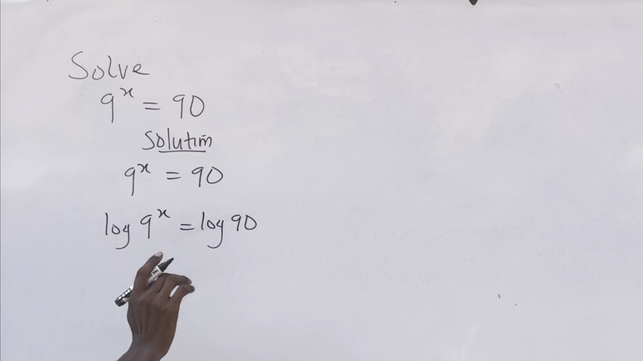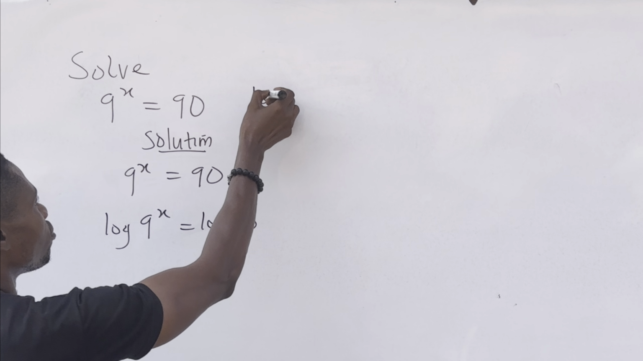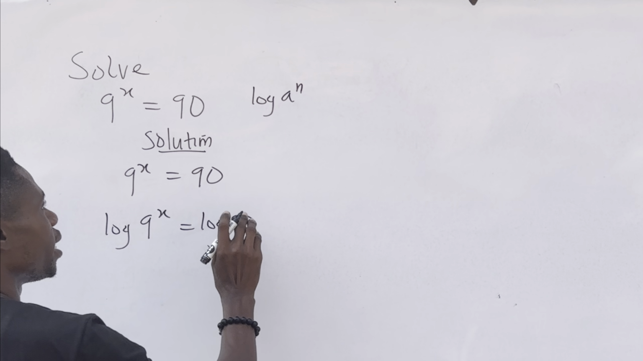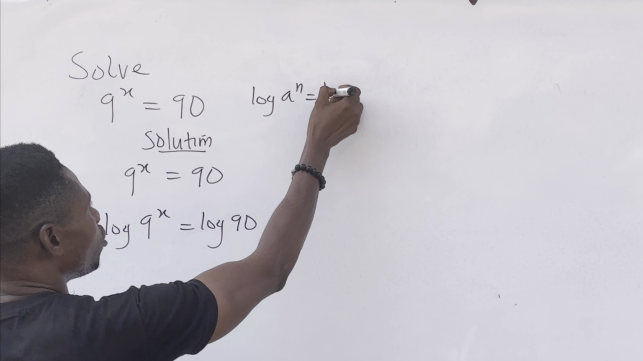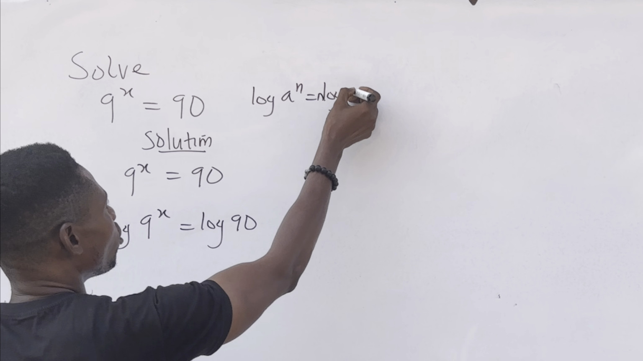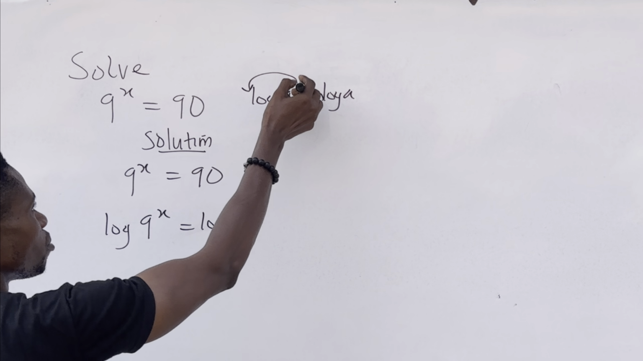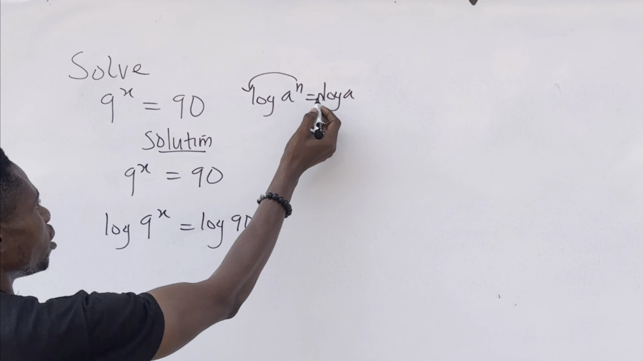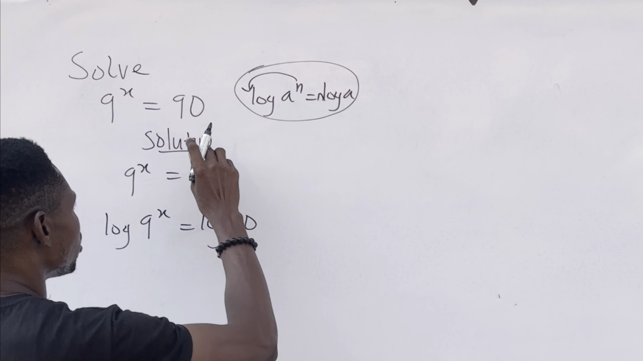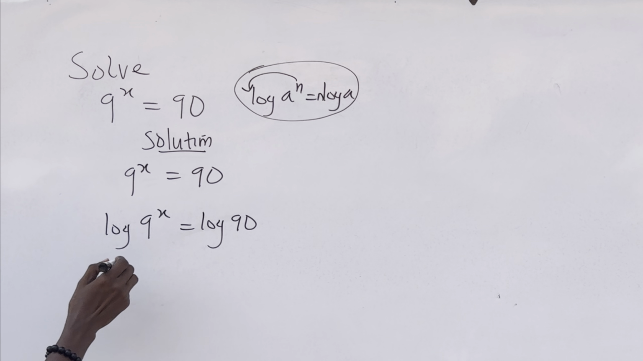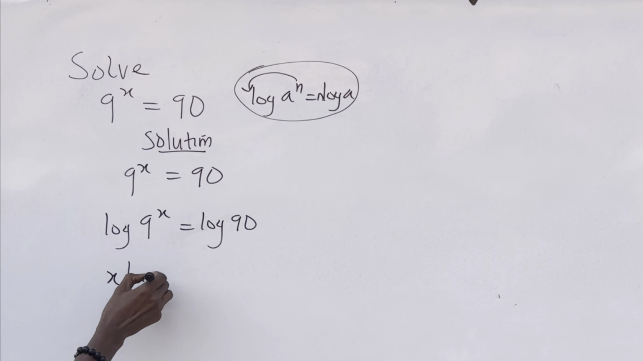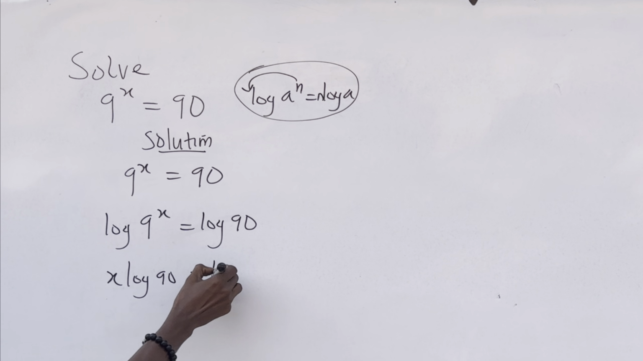And remember this law of logarithm that says if you have log, let's say a raised to the power n, it can be written as n log a. That's this n as the power comes down here. So this law applies. So we can apply this law here. So this will give us x log 9 equal to log 90.